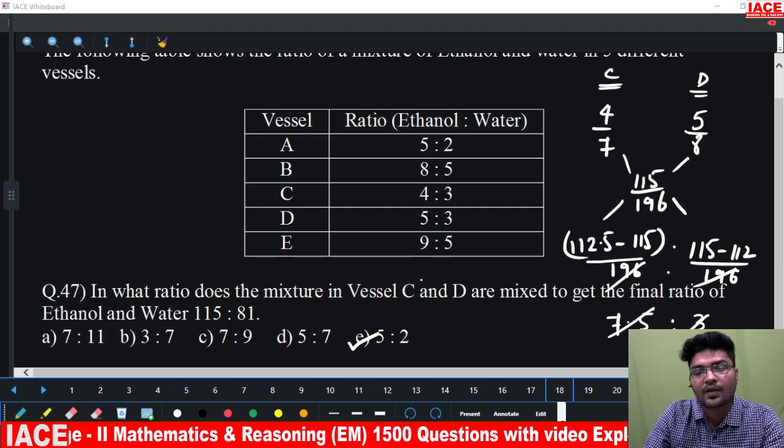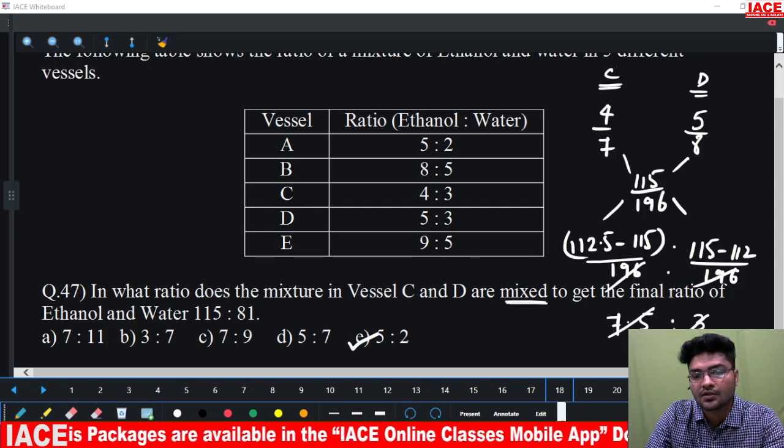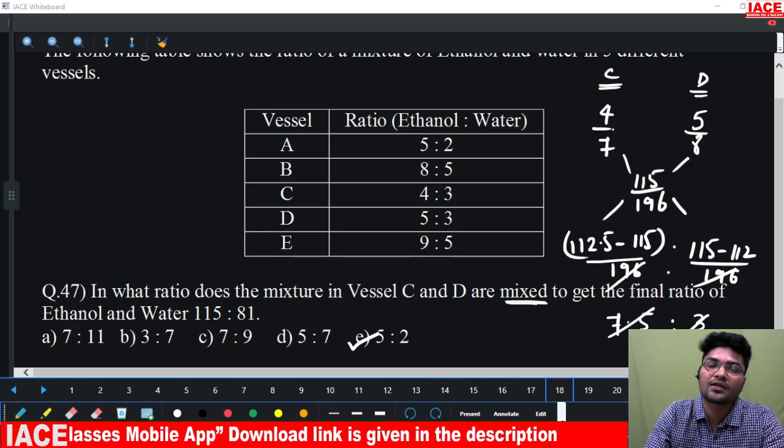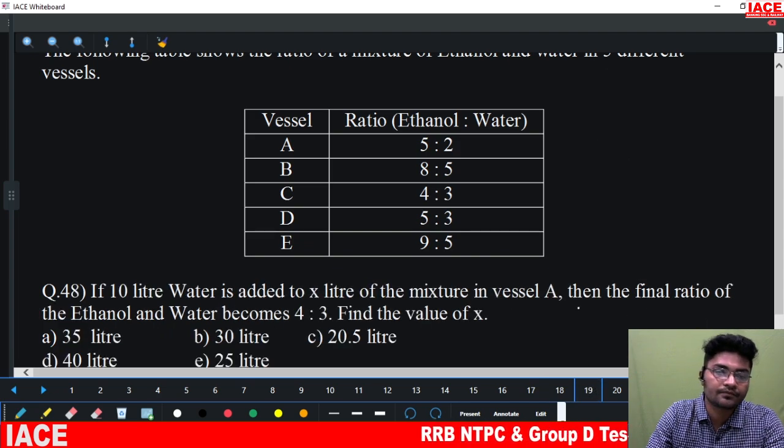In this question, we applied mixtures and alligations because the question clearly says these two mixtures are mixed. And the unit that we have taken here is ethanol. Next question. Question number 19.